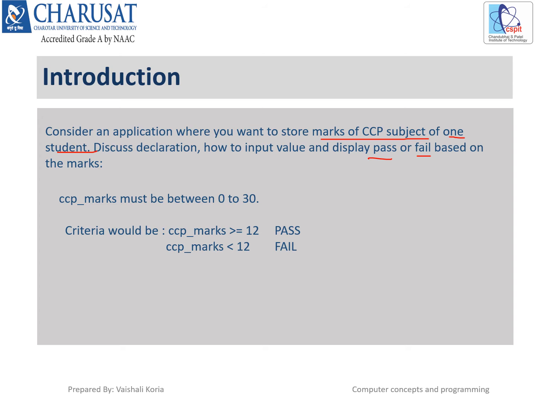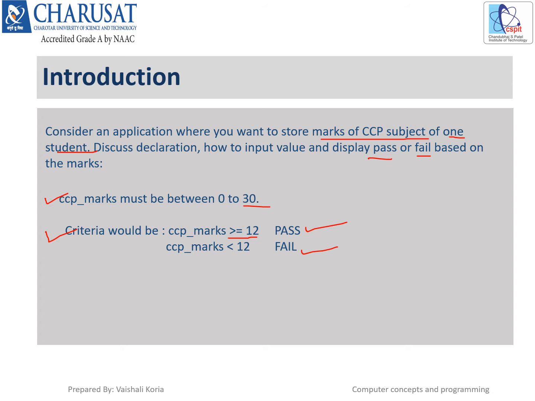Now here the maximum marks of the CCP subject that one student can get is 30. So total marks of this subject is 30, right? If the student has marks greater than or equal to 12, then he or she will be considered as pass. Otherwise, the student will be considered as fail. So we have been given the aim of the program, that what actually we want to do, right? Then we have been given the restrictions and the criteria also, based on which we can print our output.